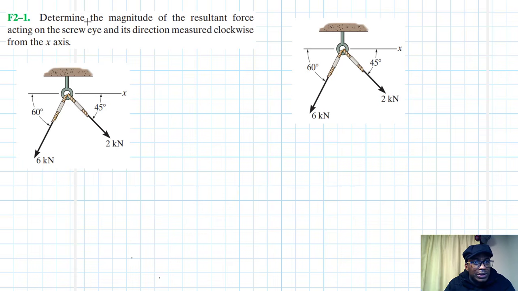The problem reads, determine the magnitude of the resultant force acting on the screw eye and its direction measured clockwise from the x-axis. This problem is coming from the Engineering Mechanics Statics textbook, 13th edition by R.C. Hibbeler.